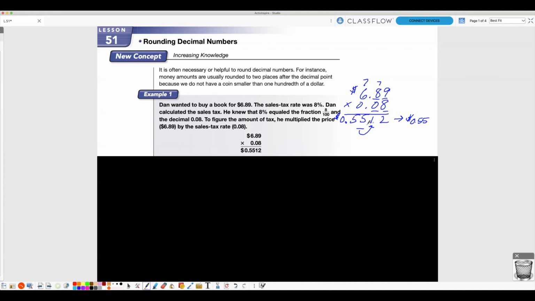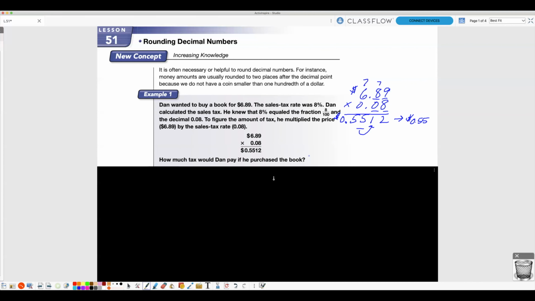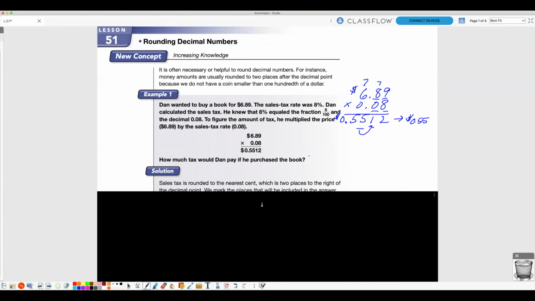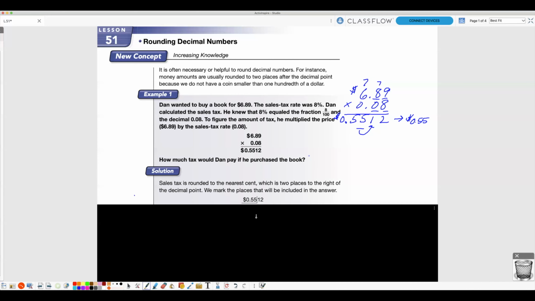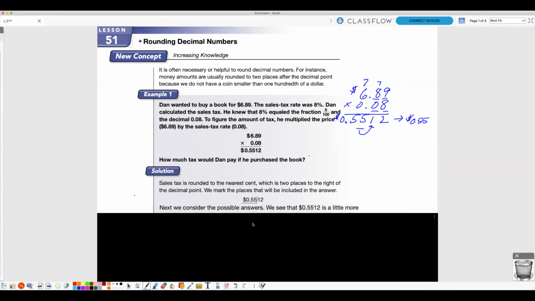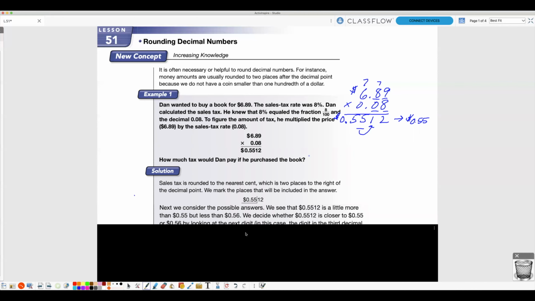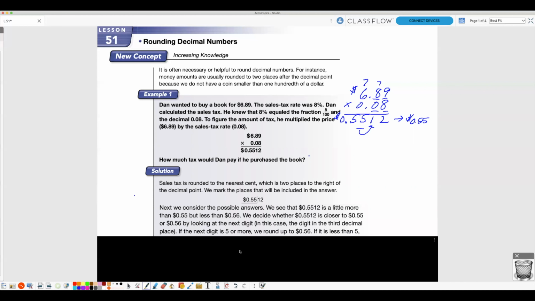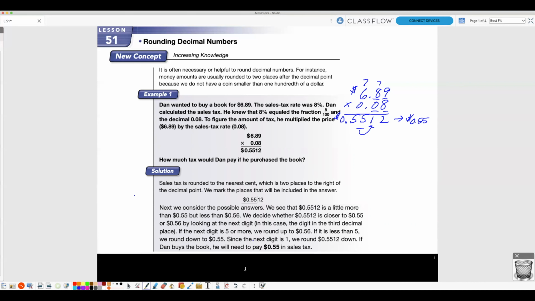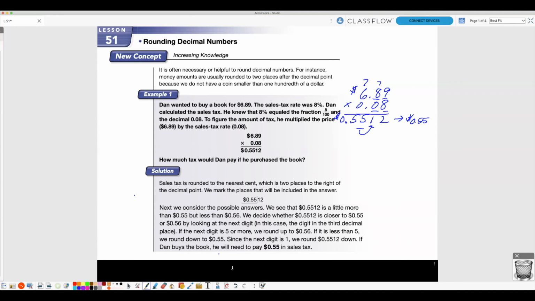When we round it, we see that it's got a 1 after it. So how much tax would Dan pay if he purchased the book? Sales tax is rounded to the nearest cent, which is 2 places to the right of the decimal point, and we mark the places that will be included in the answer. And then we'd have to consider the possible answers. It could be 55 cents or 56, but it is closer to 55 cents because of what I explained there. That is a 1. If the digit was a 5 or more, we would round up to 56. If it's less than 5, we round down to 55. Since the next digit is 1, we round down. And Dan buys the book. He will need to pay 55 cents in sales tax.